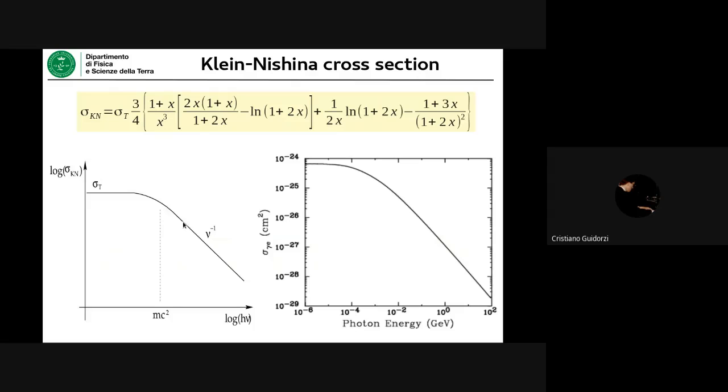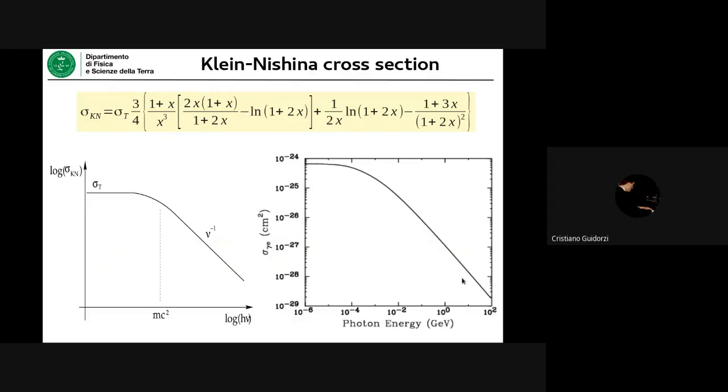So particularly when you consider Compton scattering and the energy of the photons that you have in mind is significantly larger than the rest energy of the electrons, you see that the resulting cross section can be orders of magnitude smaller than our value 6.65 times 10 to minus 25 centimeters squared, which is the Thomson cross section.